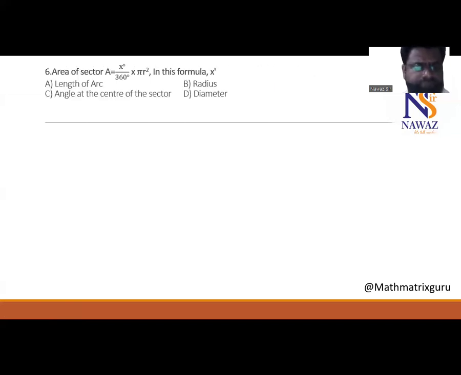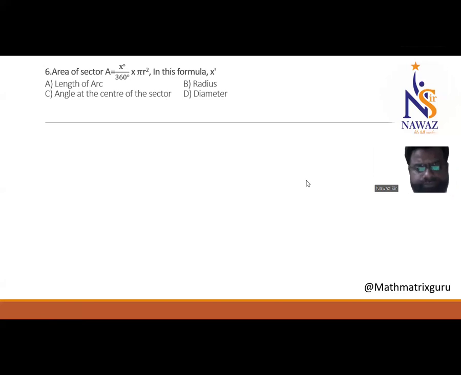Next, this one is a direct question. In the area of sector formula, A is equal to x by 360 into pi r square. What does x stand for? The correct option for this is the angle at the center of the sector, that is option C. Let's go for the next one.